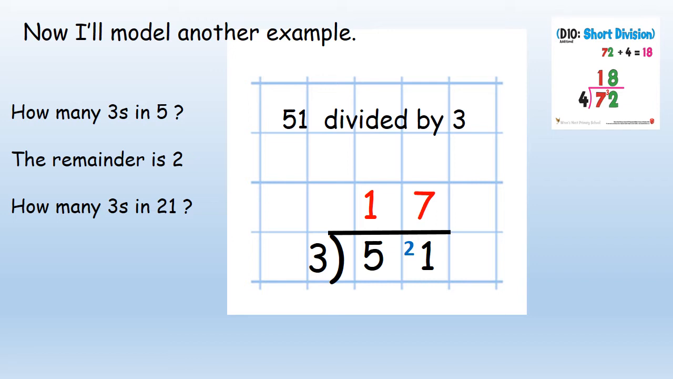How many 3s in 21? And of course, you know that 7 3s are 21. So write the 7 above, and that will give you an answer of 17. 51 divided by 3 equals 17.